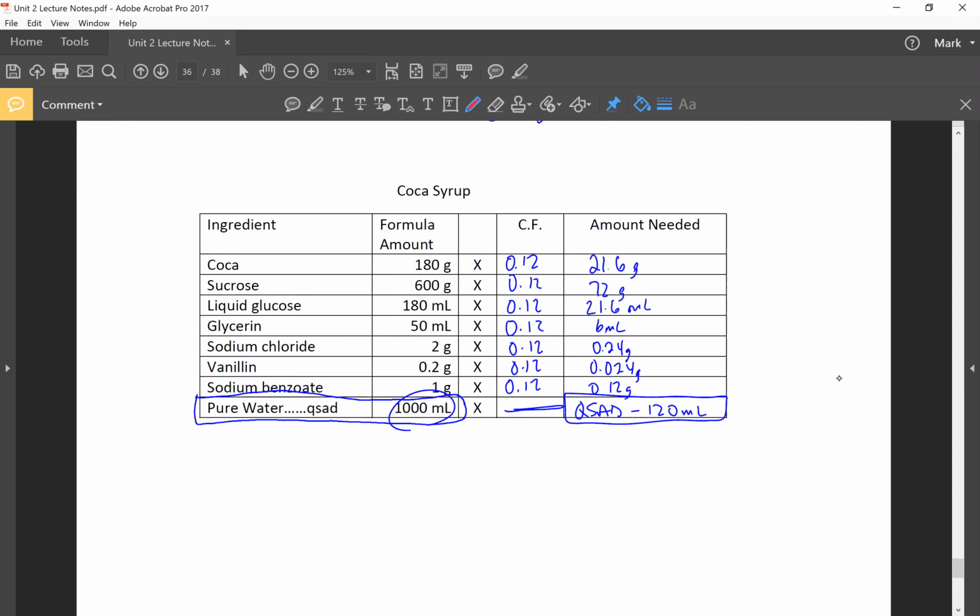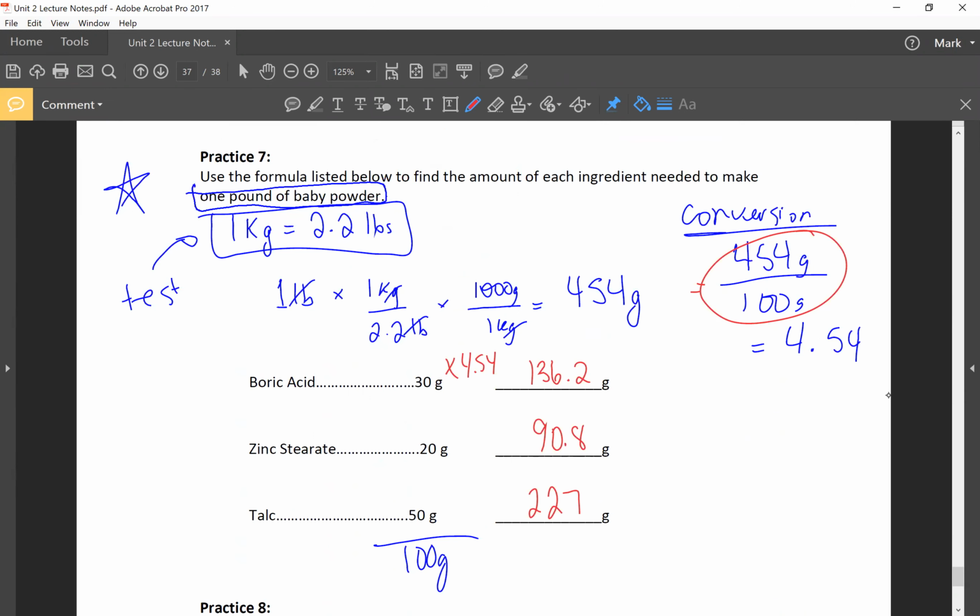So why did I divide 454 by 100? Well, 454 is the amount I'm trying to make. The recipe is 100 grams. So basically, I'm trying to increase the original recipe by 4.5. That's why I divided that. Does that make sense?